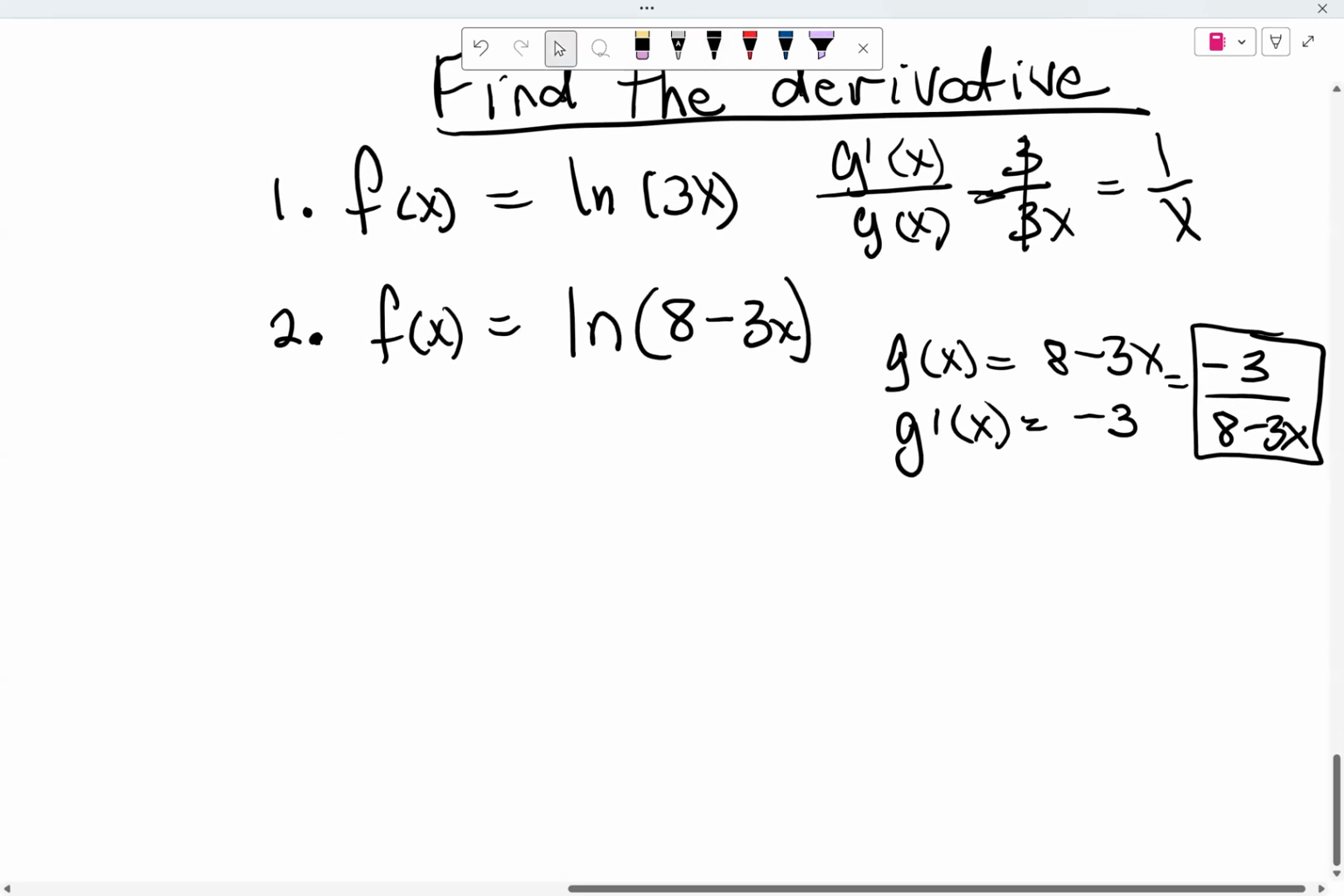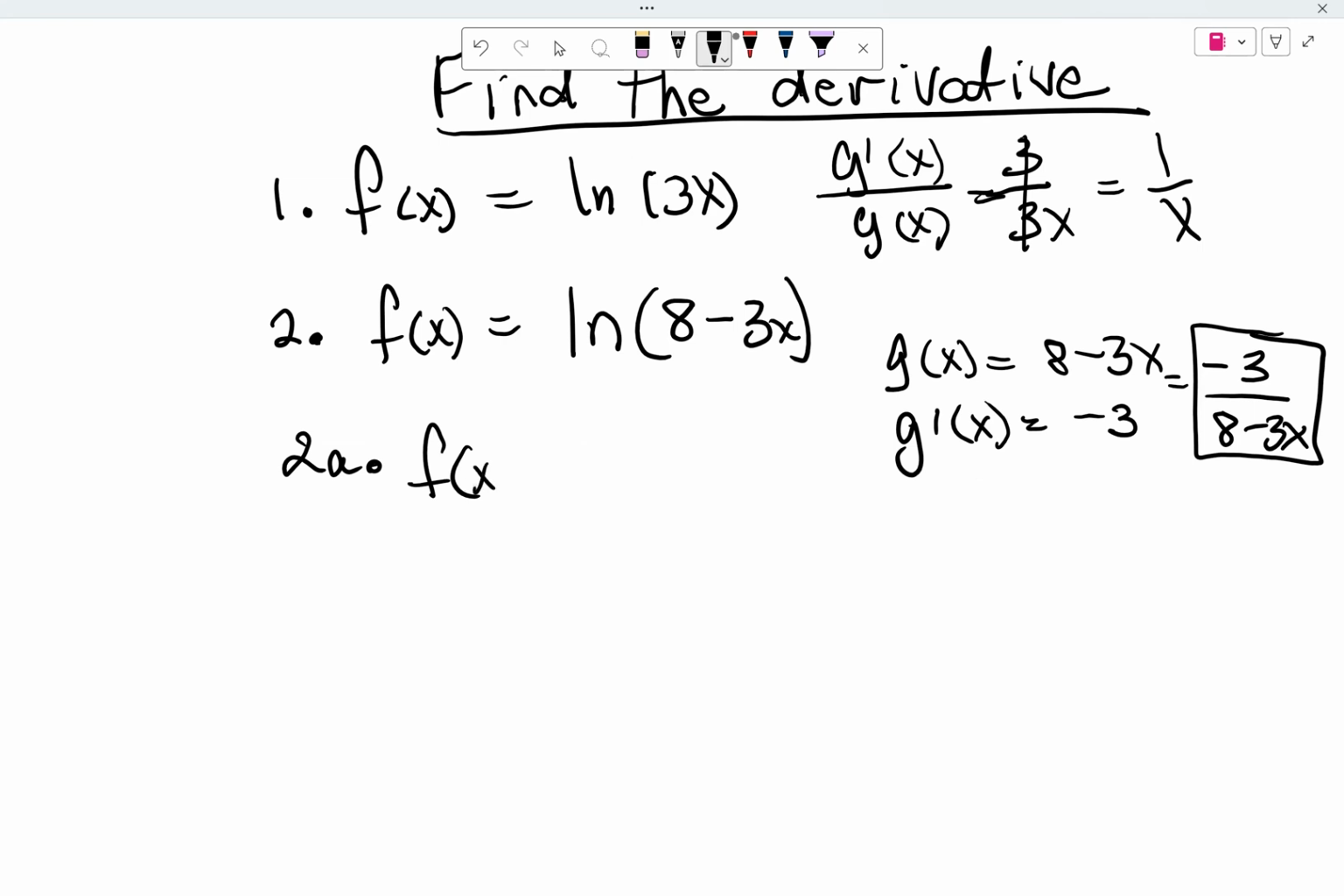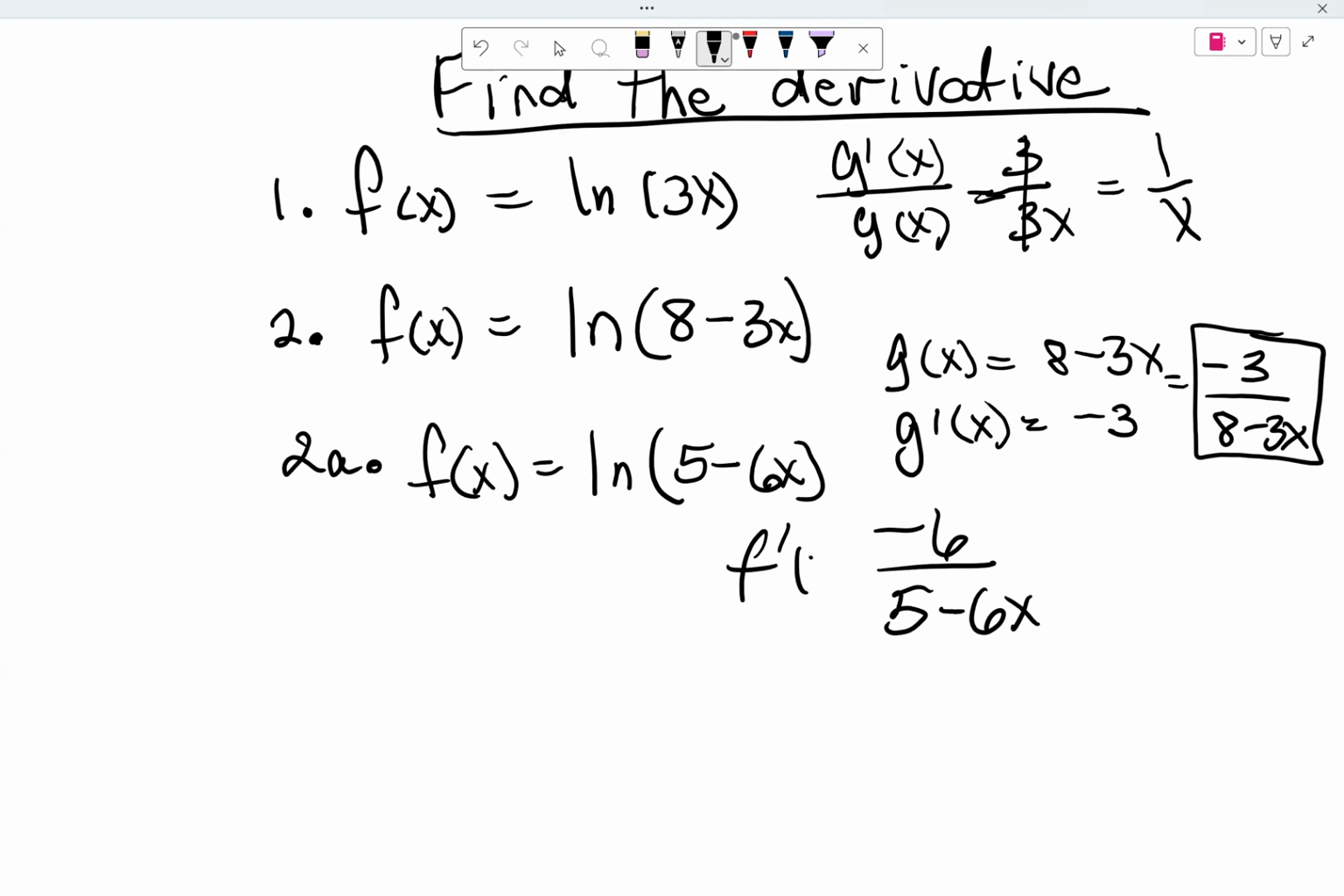Let me give you another one. This is 2a, so we're still on the same concept. What if I asked you, find for me the derivative, if I'm telling you the function is the natural log of 5 minus 6x. What's the first derivative? Would it be -6 over 5 minus 6x? Winner, winner, chicken dinner. Very good.